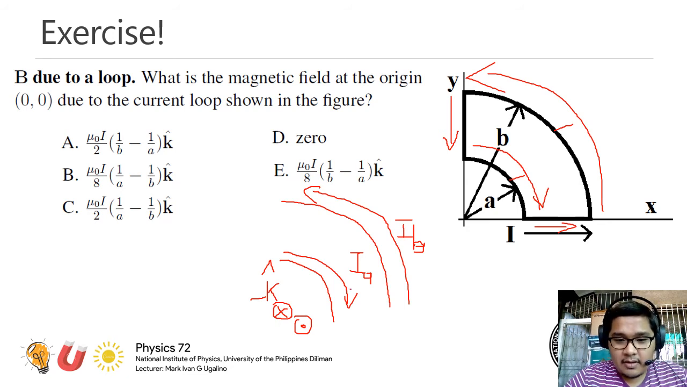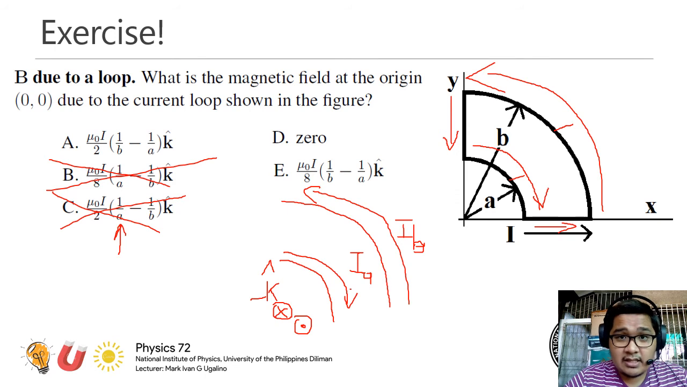So, into the page, out of the page. Hence, whatever the contribution is of segment A should be negative, and whatever the contribution is of segment B should be positive. So we can already cross out two components, this one and this one, because here A is positive and B is negative. Now, there's also another one that we can cross out. We are already sure that the magnetic field is not zero.